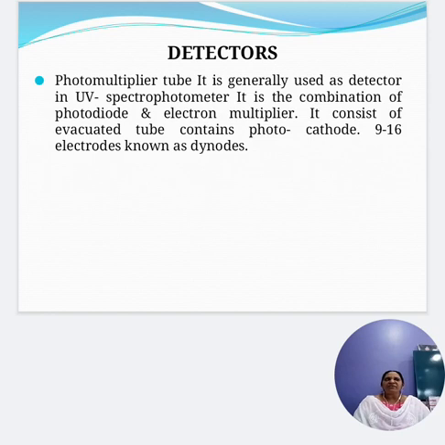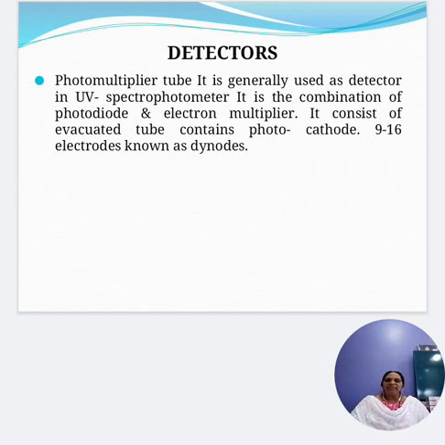It is a combination of a photodiode and an electron multiplier. We have a photocathode and a series of diodes, and these diodes are finally connected to an anode. When an electron emitted from the photocathode strikes one diode, it produces several electrons. So for one photon, it produces 10^4 to 10^7 electrons.